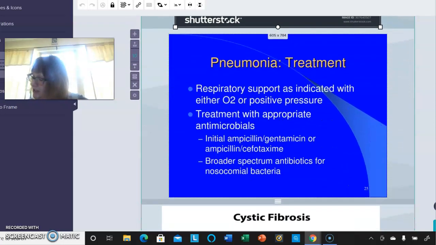Some nursing interventions for pneumonia, of course, are oxygen therapy, antibiotics, suctioning, coughing and deep breathing, and hydration.